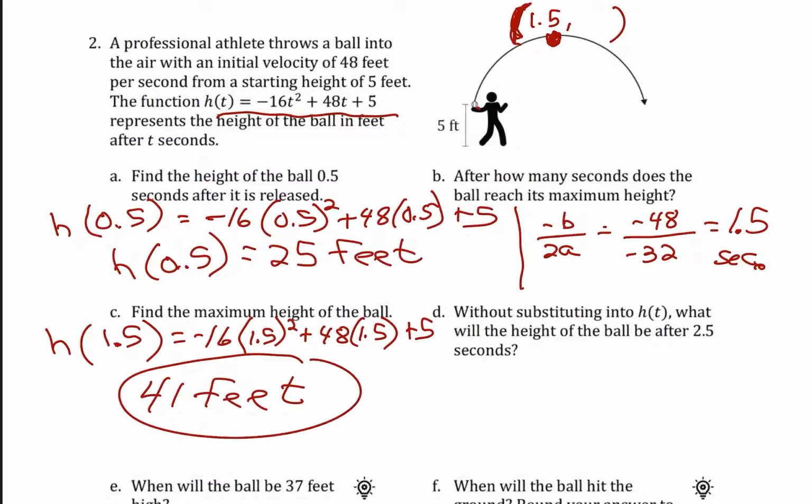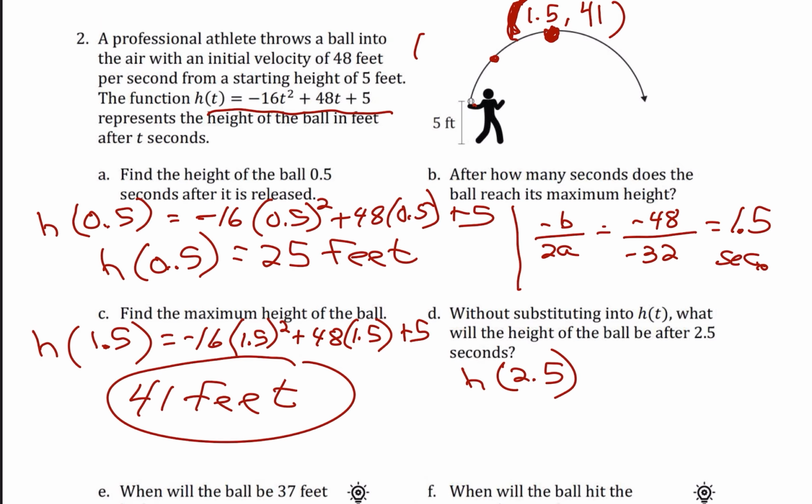Okay, let's go to D. Now it says, without substituting into h of t, which we could do, what will be the height of the ball after 2.5 seconds? Now, what they don't want us to do, even though we could, is find h of 2.5. But what they want us to do is use some logic that we already know. So I'm going to go back to our drawing. I'm going to put 41 in here. And we already know that somewhere around here, and again, everything's just a sketch, we have a half of a second. So at 0.5 seconds, we had a height of 25 feet.